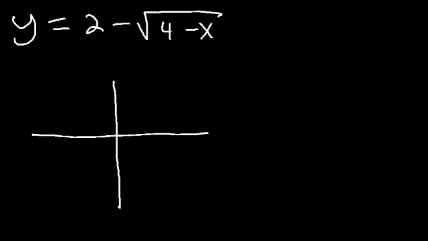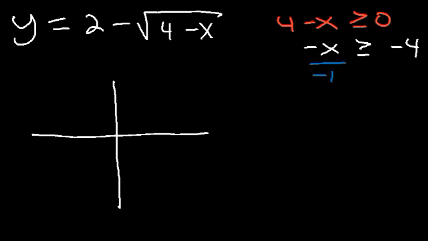Well, to figure out if it's going to shift to the left or to the right, set the inside equal to or greater than 0 and solve for x. So if we subtract 4 from both sides, negative x is greater than or equal to negative 4. And if we divide both sides by negative 1, x is going to be less than or equal to 4. So keep in mind, whenever you multiply or divide by a negative number, the sign of the inequality must be reversed. So the graph is going to shift 4 units to the right.